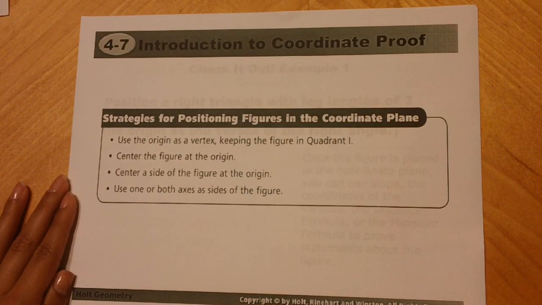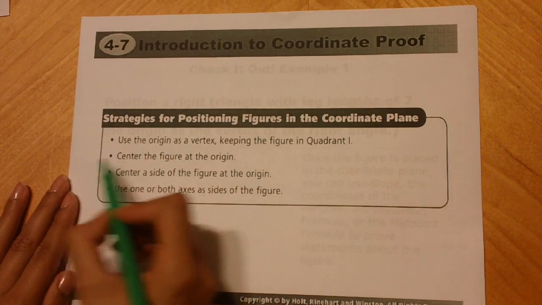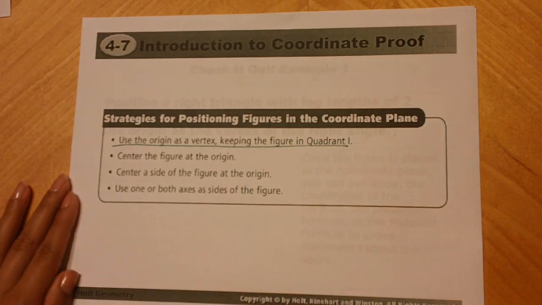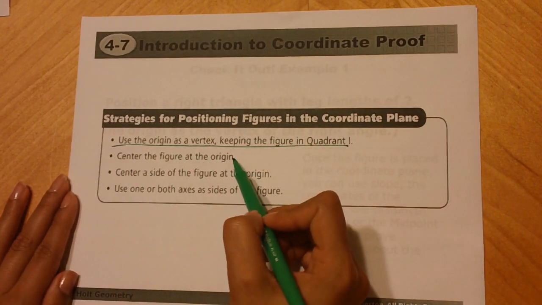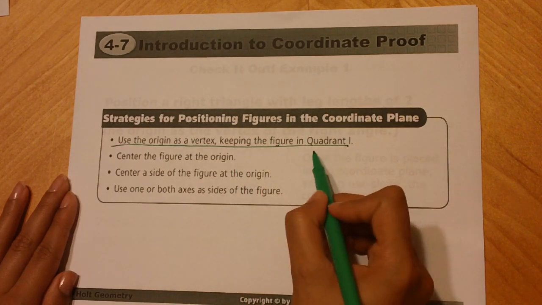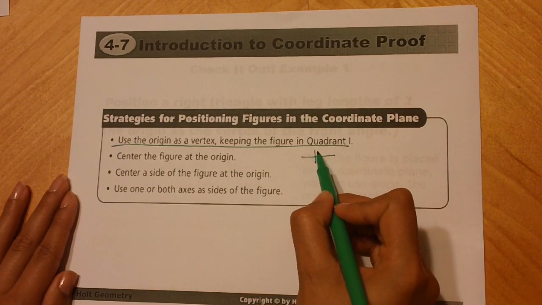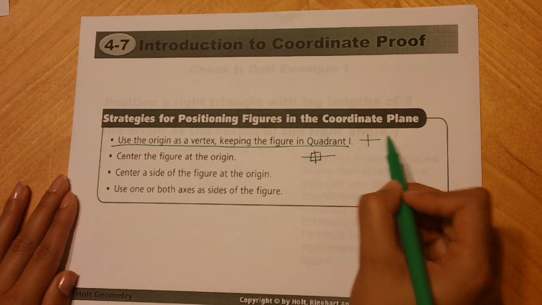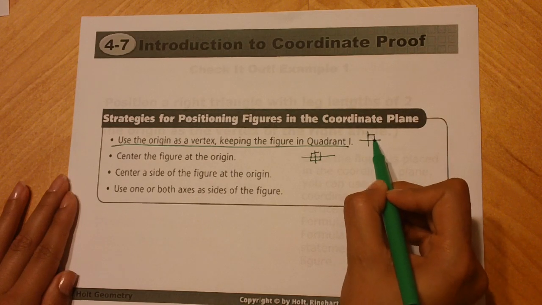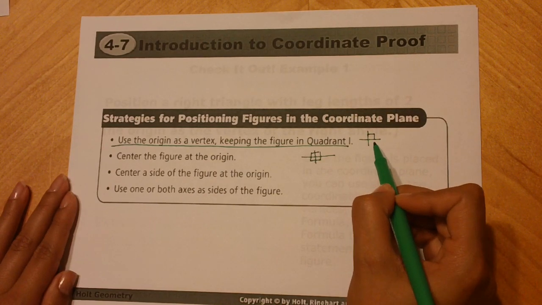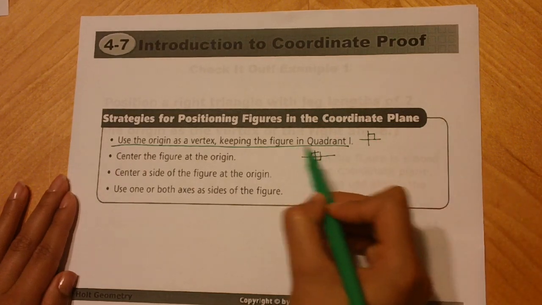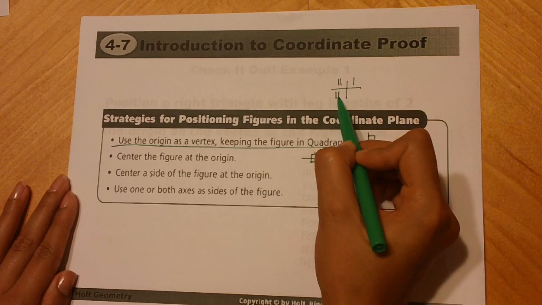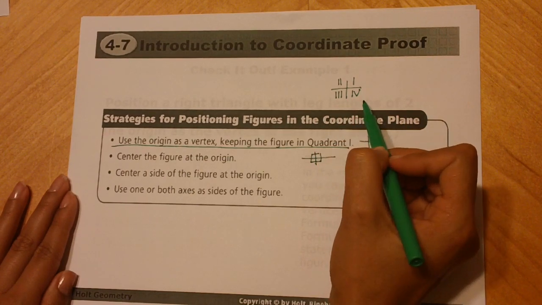Your first strategy for positioning figures on a coordinate plane is to use the origin as a vertex, and I'm going to say focus on this one because this is the one that we use almost all the time. Or you can center the figure at the origin. So if this is my plane and I have a box or a square, I'm going to put the center there. This one means that if I have a coordinate plane, then I'm going to insert my square so that it has a vertex at the coordinate. And then it stays in quadrant 1. So if you remember, this is 1, this is 2, this is 3, and this is 4.